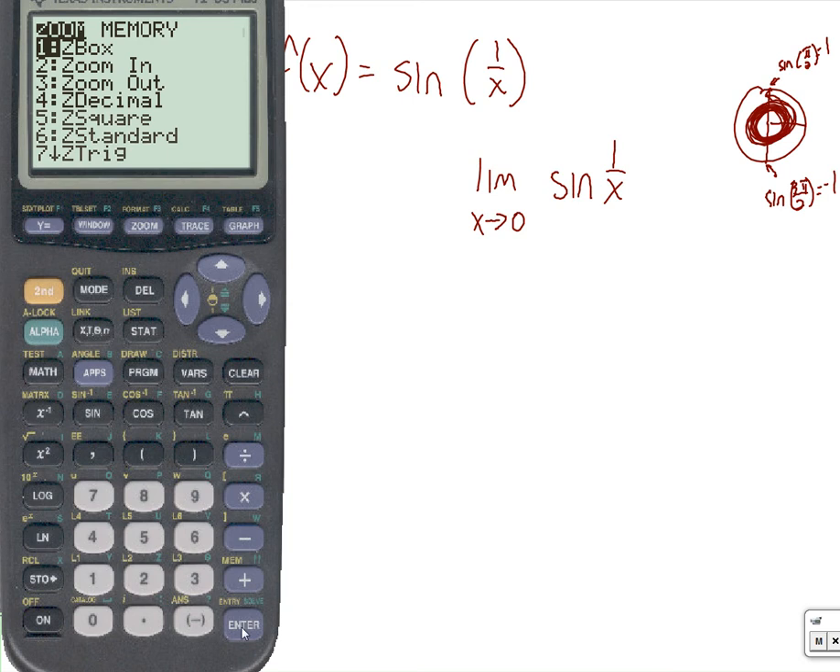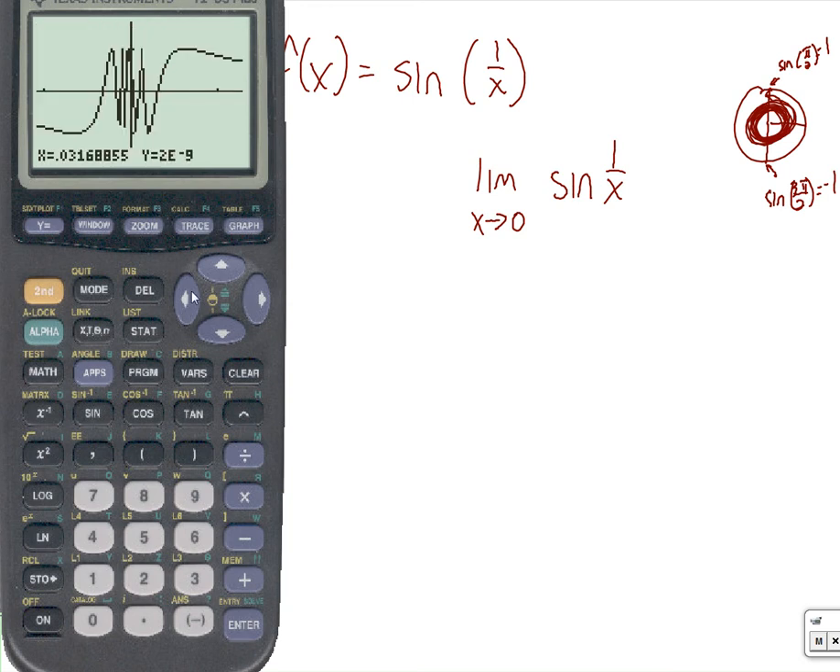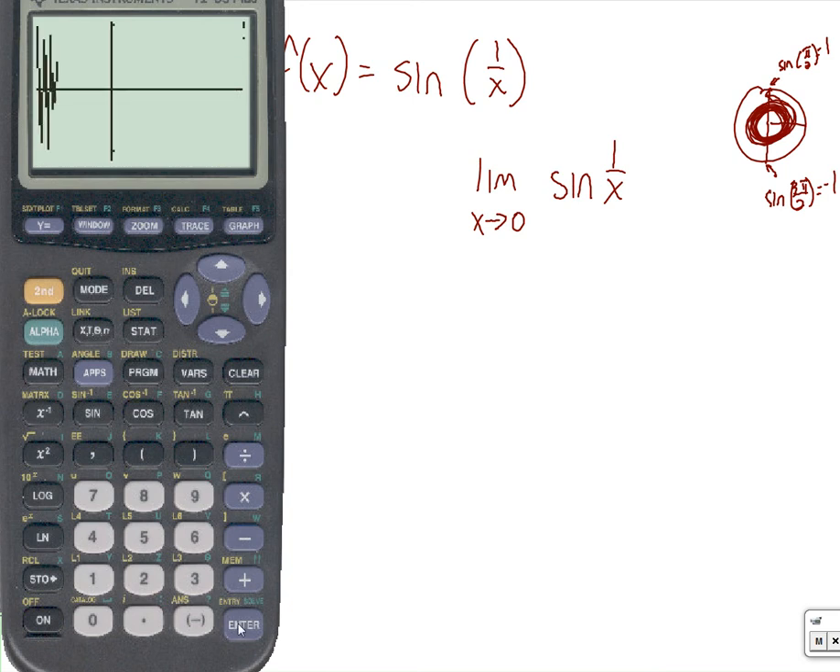I'm going to use box so that I keep the horizontal the same. But I'm going to zoom in on this really narrow piece of the graph, just barely to the left and barely to the right. My box is barely to the left of the y-axis and barely to the right, 1 pixel to the left, 1 pixel to the right. So it's really stretching this out.